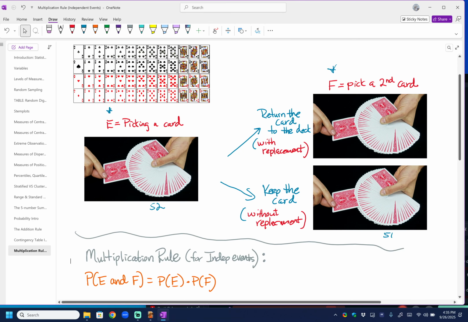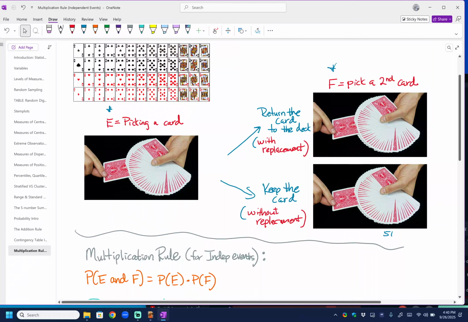If we are choosing to pick, in this scenario, two cards in succession, then the probability of event E and then event F is going to be equal to the product, in other words, multiplying the individual probabilities of event E and event F.